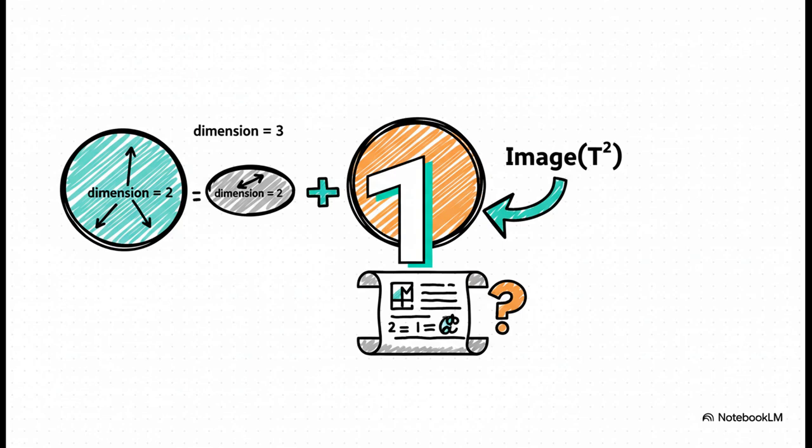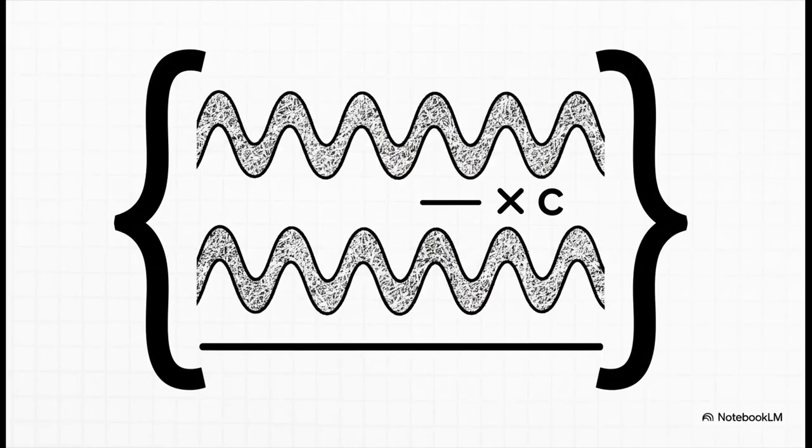So, if the dimension of the kernel of T squared is 2, what does that tell us about its image? Remember, kernel dimension plus image dimension equals the total dimension of the space. So 2 plus what equals 3? That's right. The dimension of the image of T squared must be 1. And here, my friends, is where it all clicks into place. A transformation whose image has dimension 1 is represented by a matrix with a rank of 1. And a rank 1 matrix has this one beautiful, simple property: all of its rows are just multiples of each other.